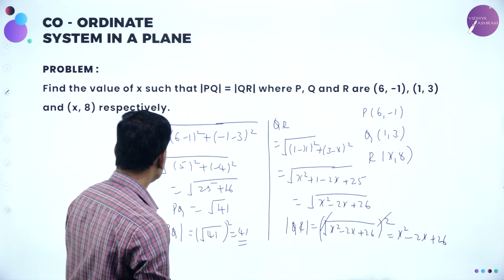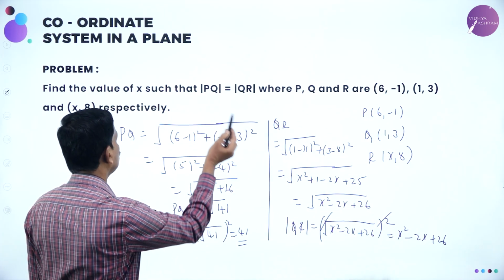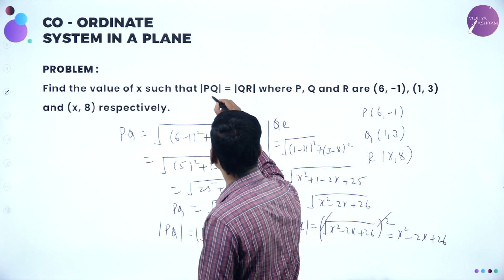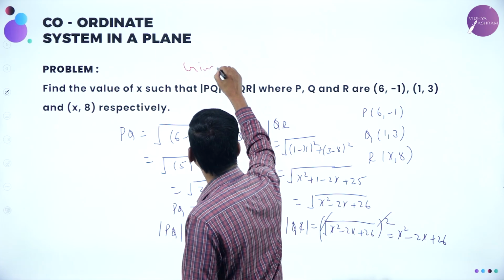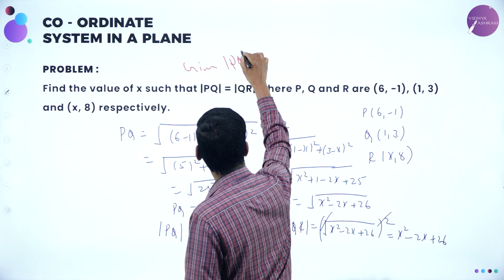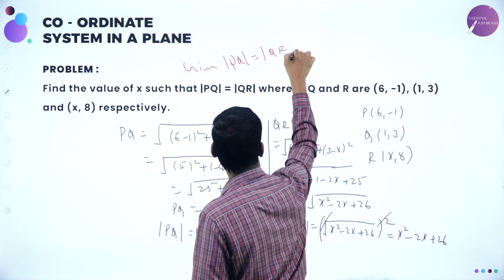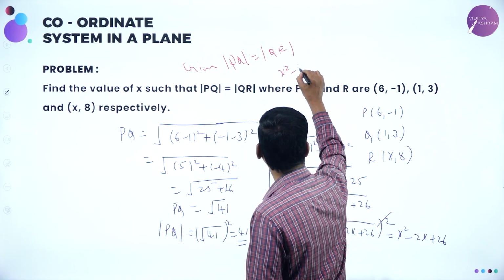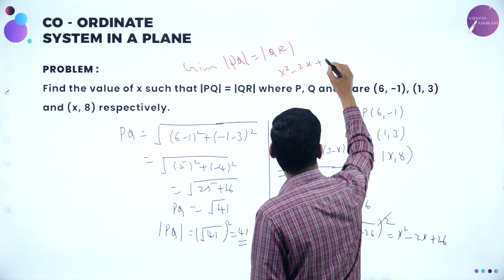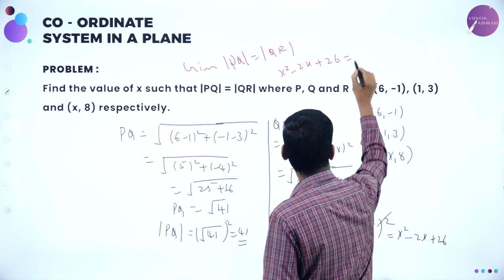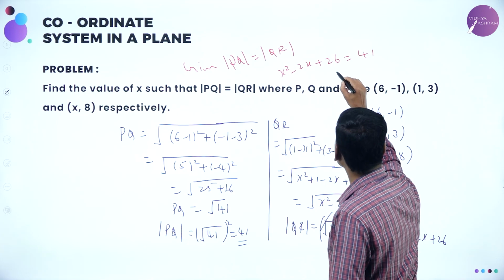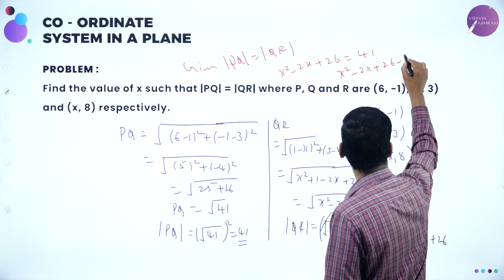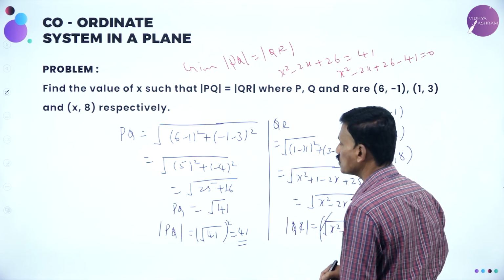Now what is the given condition? These two are equal. Length of PQ is equal to length of QR. So this is the given condition. Length of PQ is equal to length of QR. That is, this x square minus 2x plus 26 is equal to 41. Transfer this to the left hand side. x square minus 2x plus 26 minus 41 is equal to 0.